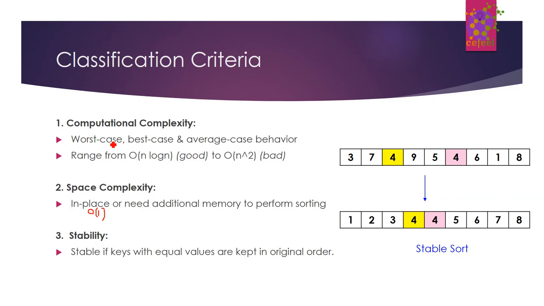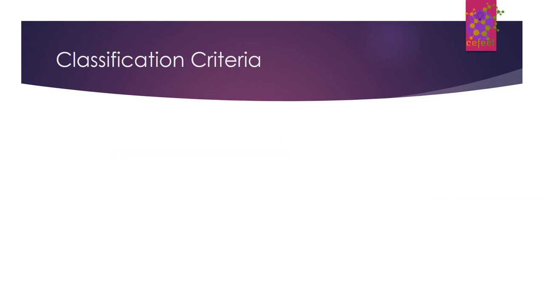If we have the same order, which means the yellow one stays ahead of the pink, that means we have a stable sort. So basically the original ordering of equal keys is still maintained. So this indicates it's a stable sort. Cool. Then the next criteria is a recursive criteria.